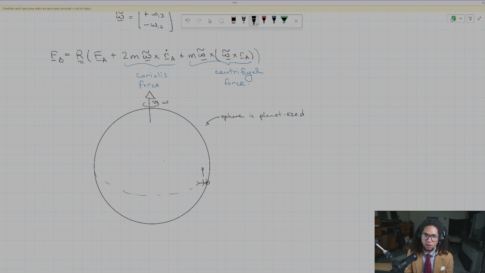This isn't particularly important. I just want to note that F_B would be the force of gravity in that coordinate system. Now notice that in the original coordinate system, the sphere is rotating.